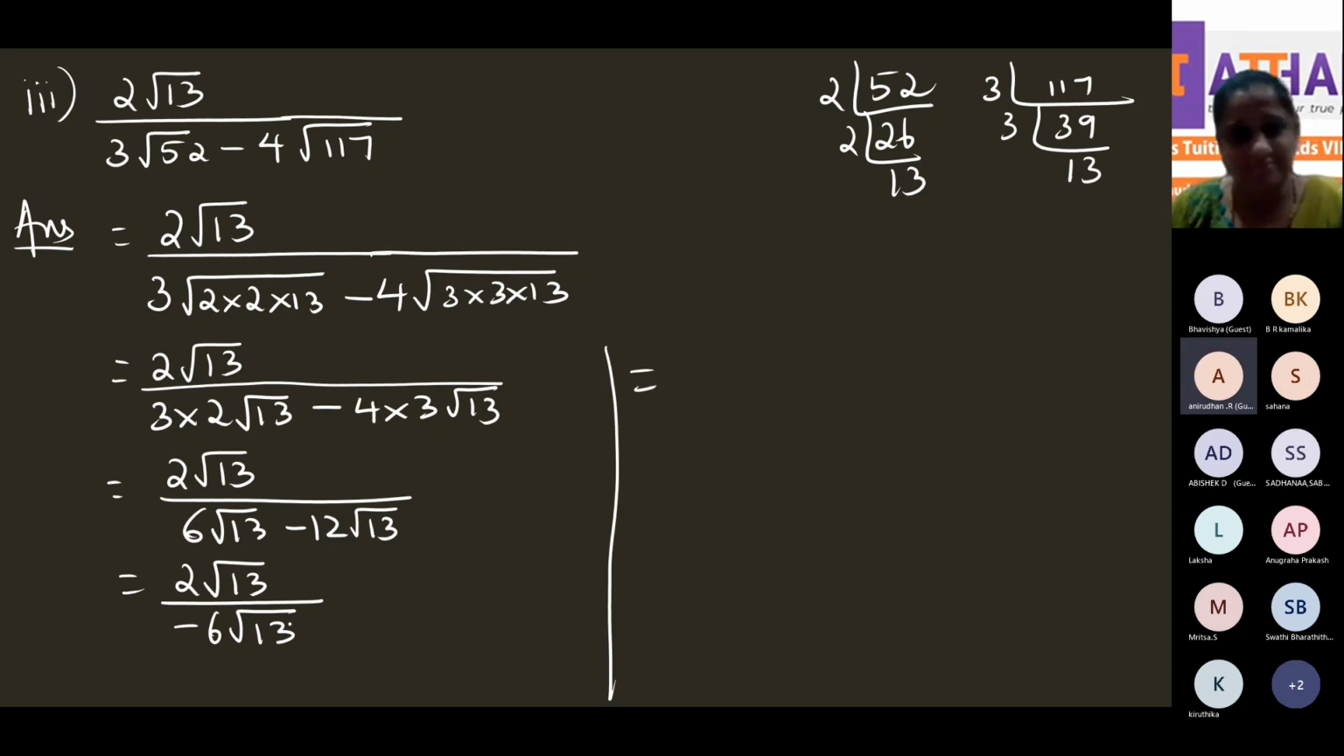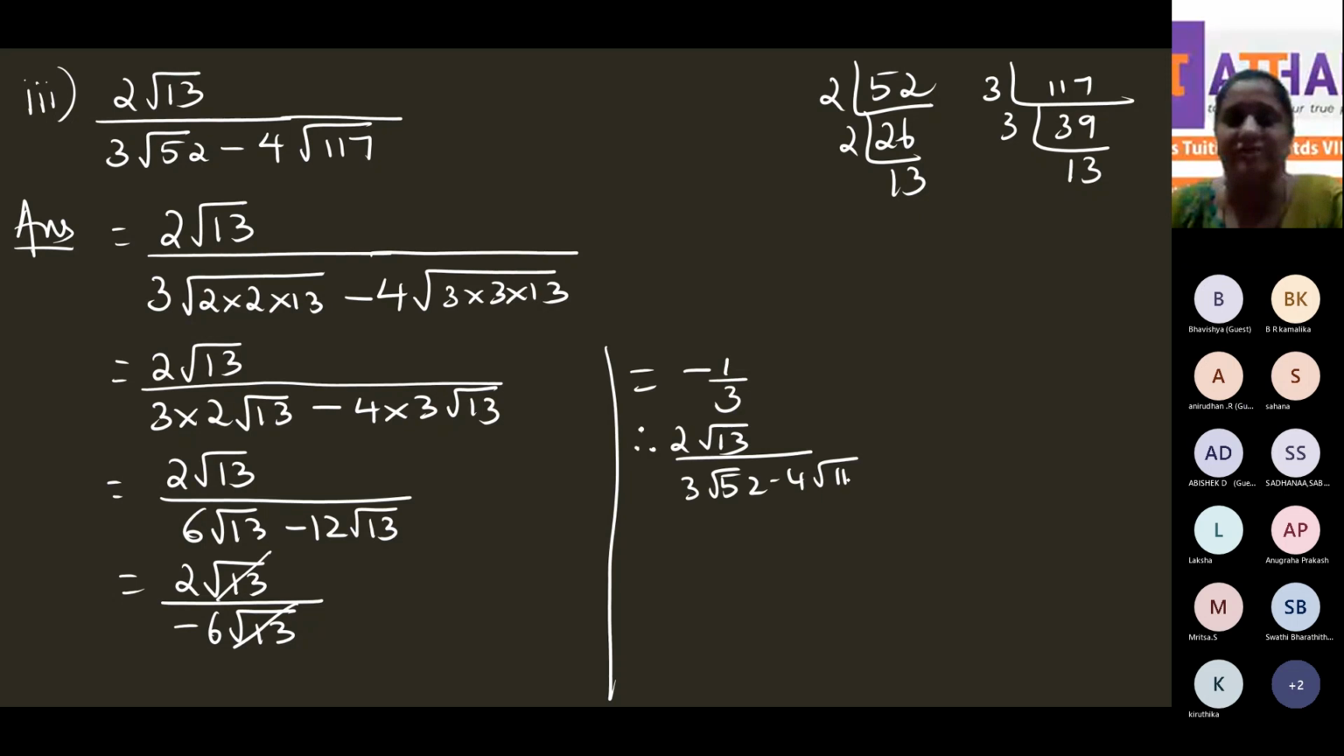Ma'am, it will come as into. You can cancel root 13 and root 13, right? Yes, ma'am, you can cancel. Root 13 gets cancelled. Means 2 into minus 6, 2 into 1 by 3, minus 1 by 3. Very good, Anirudh. So therefore, 2 root 13 divided by 3 root 52 minus 4 root 117 is nothing but minus 1 by 3.